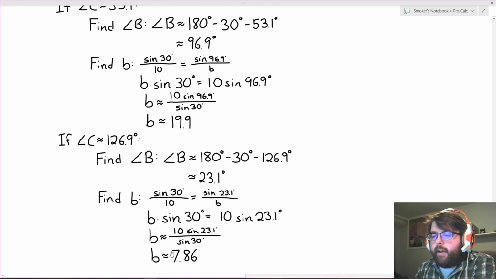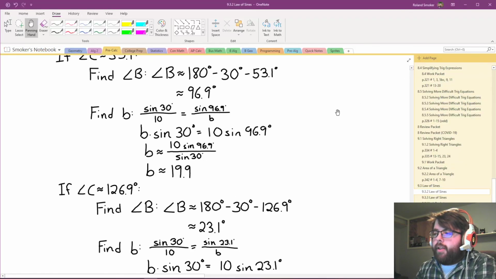Whew, fun stuff. So this is called the ambiguous case. It only happens when you have two sides and an angle not between the two sides. Now, I will say you should realize that this is happening whenever you take sine inverse. Okay, sine inverse is the problem that causes this.